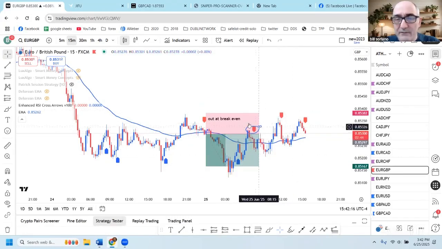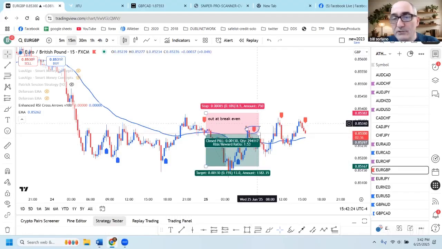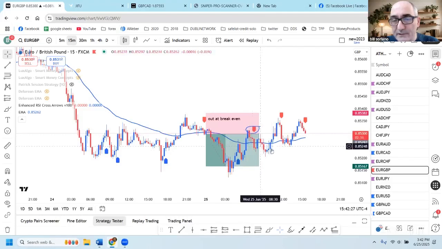Here we have a trade idea in the opposite direction, right? Now this isn't confirmed on Sniper Pro, so that's why it's circled. And you can see here the price continues upward, and if you had taken a trade there, you would have lost money.